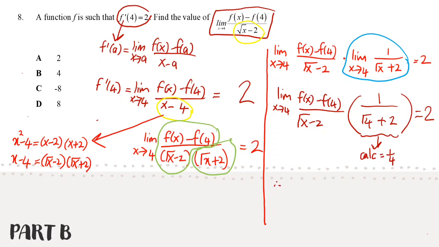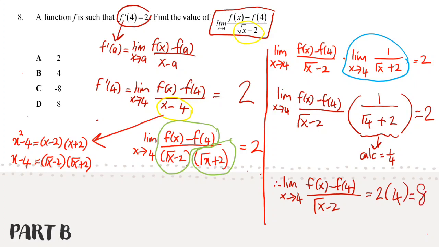Okay, so therefore the question asks you to find the limit when x tends to 4, f(x) minus f(4) over the square root of x minus 2, and it becomes 2 times 4 is equal to 8. So your answer is D, 8.